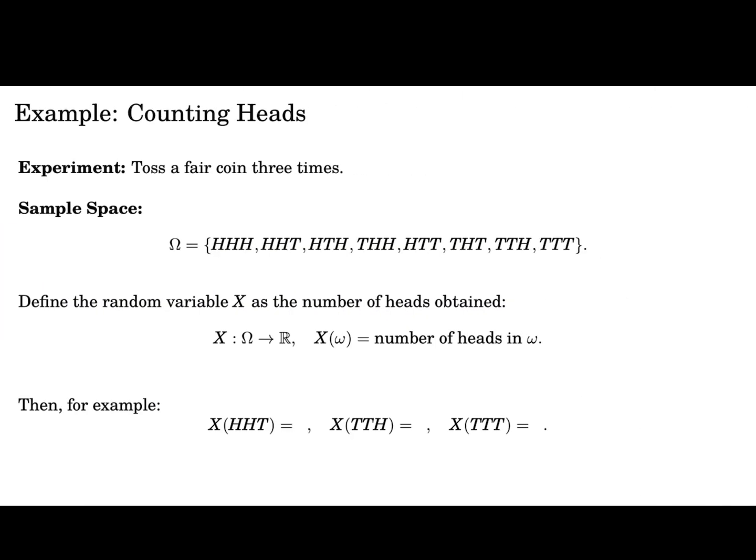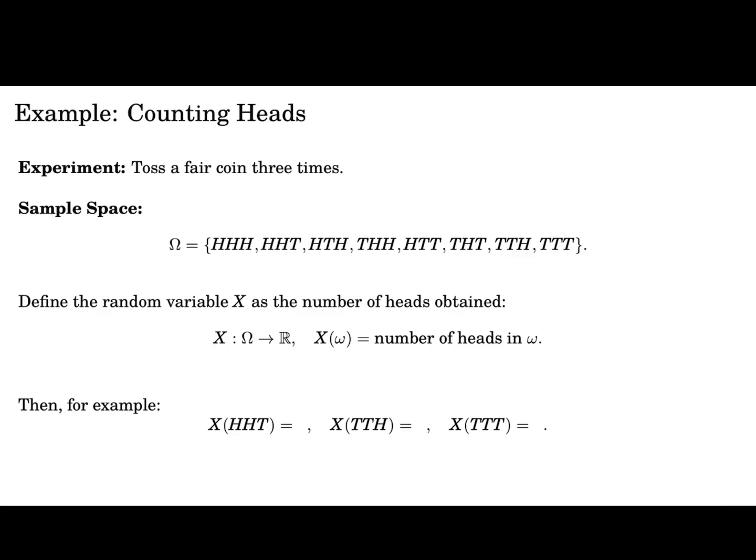Let's say the experiment is tossing a fair coin 3 times. So what is the sample space? It's going to be all the possibilities. You can have heads, heads, heads; heads, heads, tails; heads, tails, heads; and so on. Let's define the random variable X to be the number of heads obtained. Again, the random variable X, the big X, is a function from this space to the real numbers. In our case, that function just counts the number of heads in whatever sample we have.